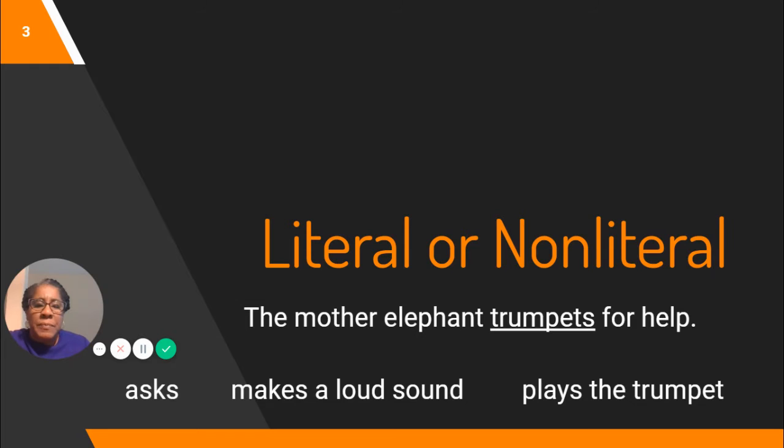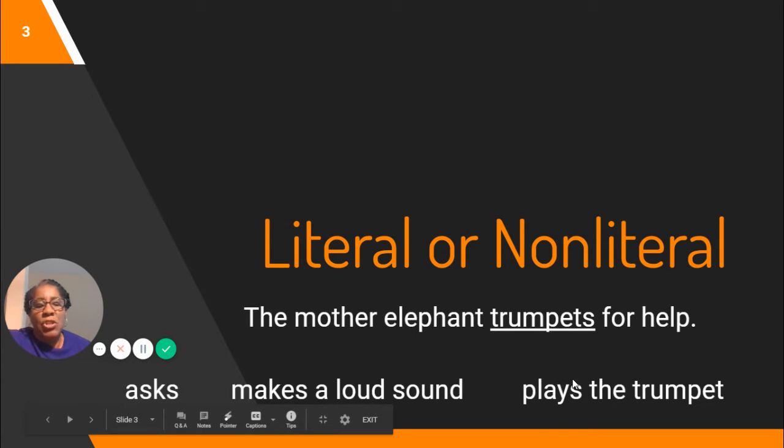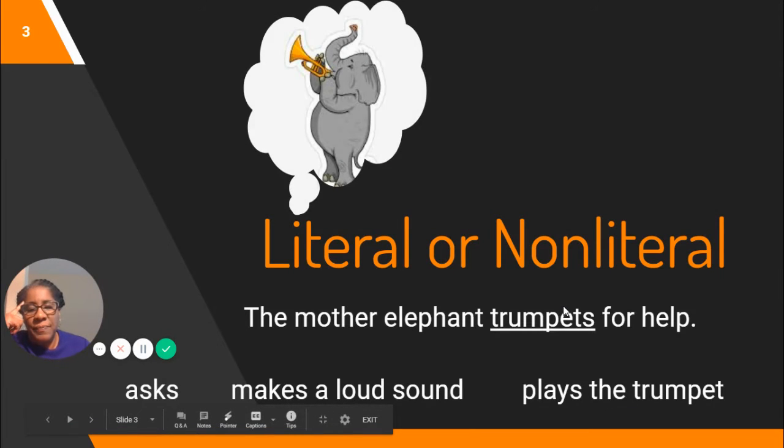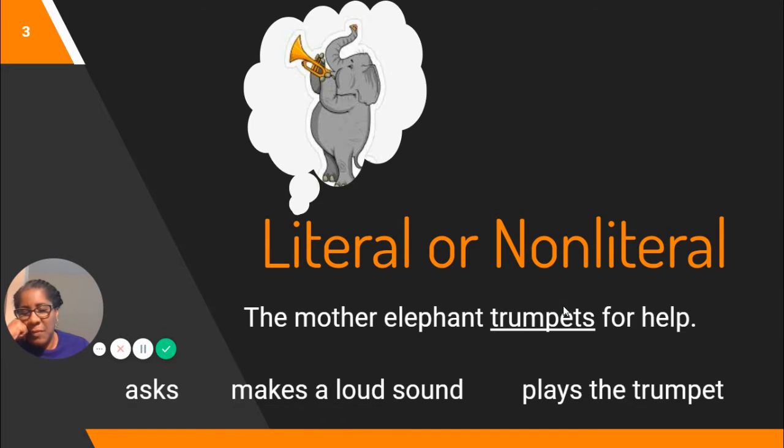fiction pieces. So let's see if we can differentiate as to whether this sentence here, the word trumpets, is being used in the figurative sense or in the literal sense. Okay, so as I said, as we read the sentence, we want to visualize exactly what's going on to see whether it's literal or non-literal. So the mother elephant trumpets for help. When I visualize a mother elephant trumpeting for help, I'm thinking, could the author be saying that the elephant is blowing on a trumpet?